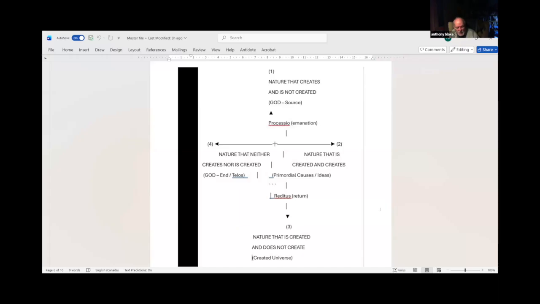Now, this is associated with, also you find it in Giambattista Vico, some word like ricorso, is the return. And this is the returning to God as an end. God is the end, as telos. So you have God at the top as the beginning of everything, and here we've got God as the end of everything. And it was associated in this sort of period with the Holy Spirit.